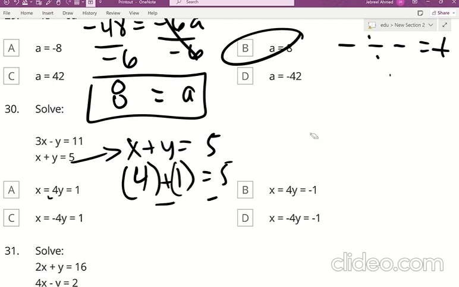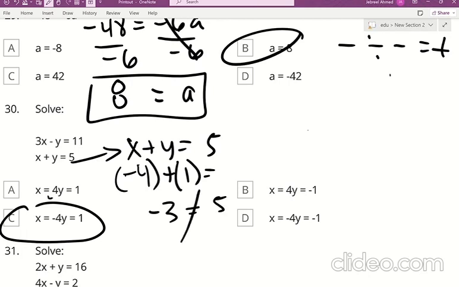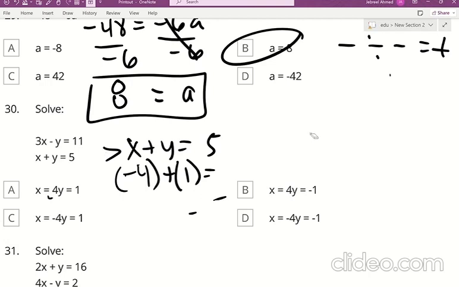Say, for example, if I did C, x plus y equals 5. Over here it says x is negative 4, and it says y is 1. Negative 4 plus 1 is negative 3. Negative 3 does not equal 5. So this is wrong. I could do that.